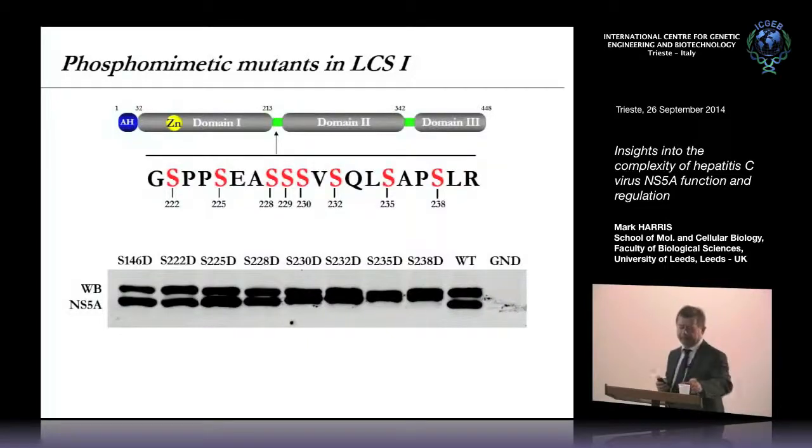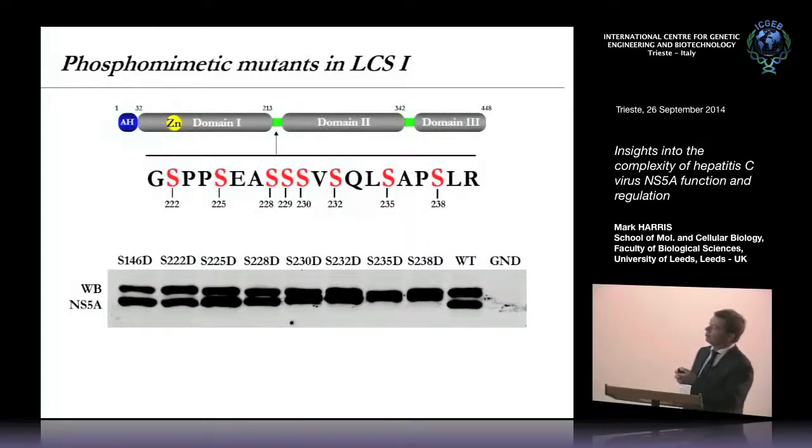Okay, so what Doug then did was to have a look in a bit more detail at phosphomimetic mutants in this LCS1. And I'll show you the LCS1 sequence again with all those serines. And what he did was to generate phosphomimetic mutants at a range of these. 229 we can't do because it's lethal, either as an aspartic acid or as an alanine, so that's clearly important for some other aspect of replication.